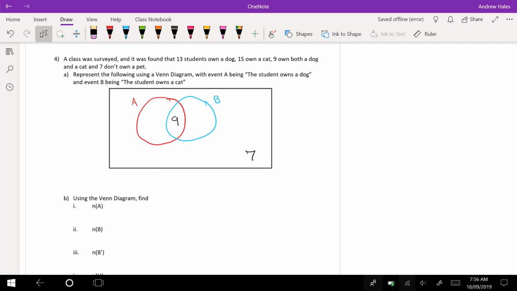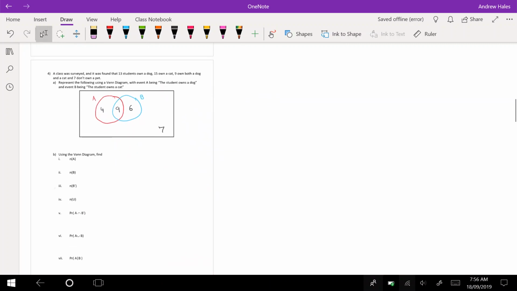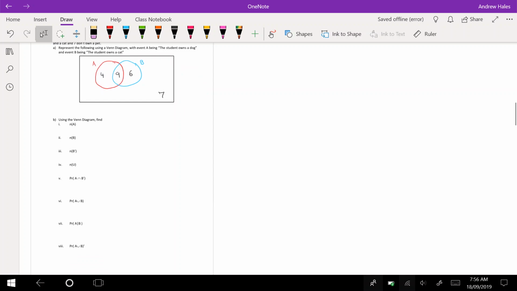Now, if 13 own a dog, but 9 own both, that means that there are 4 that just own a dog. And if there are 9 that own both and 15 own a cat, well, that means that there are 6 that just own a cat. So that was pretty easy. Now let's go down to B and let's talk about all our elements. Again, I'm going to zoom out so I can actually see my information when I'm answering these questions.